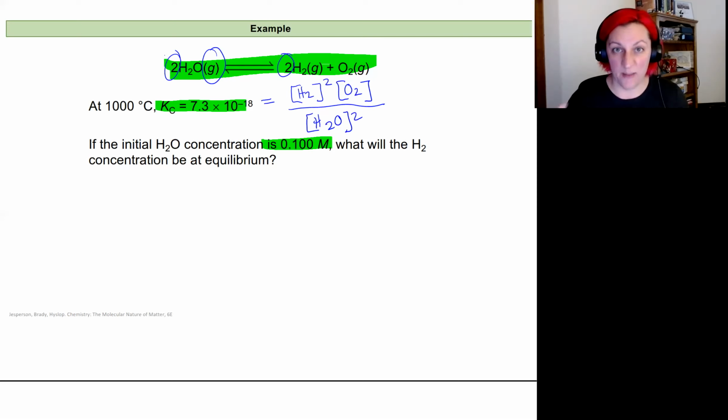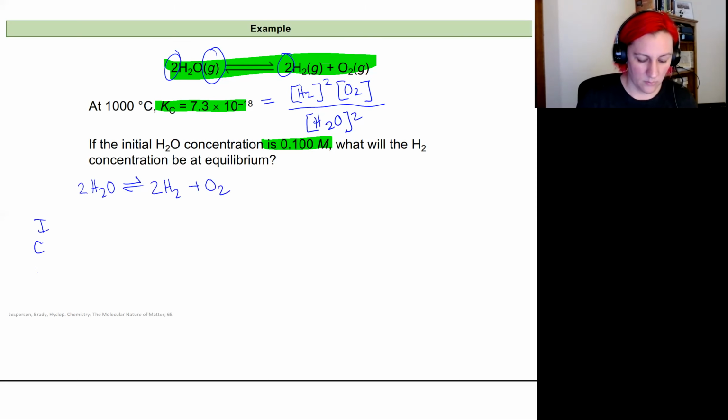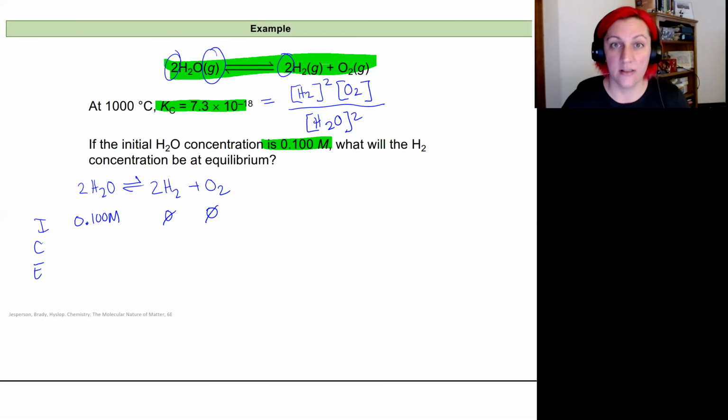I'm going to create my ice table. I have my ice table constructed. I'm going to input my initial concentrations now. I have an initial concentration of water of 0.1 molar. So we can assume we have 0 for our hydrogen and 0 for our oxygen since it's the beginning of the reaction. And now we need to know our equilibrium concentrations.